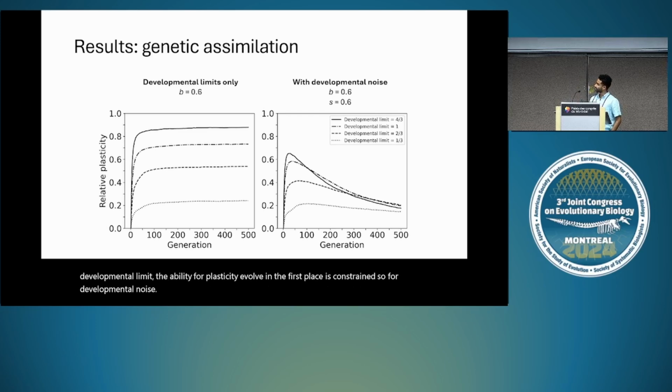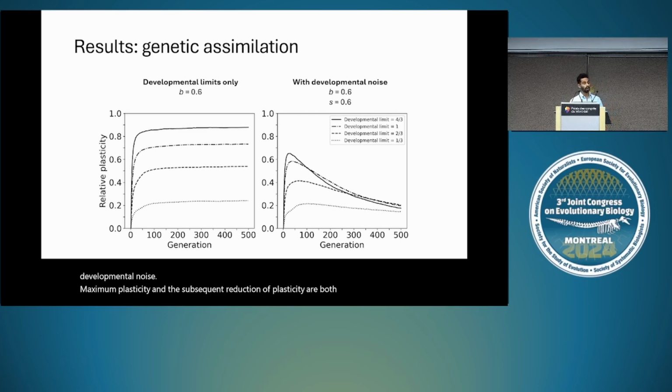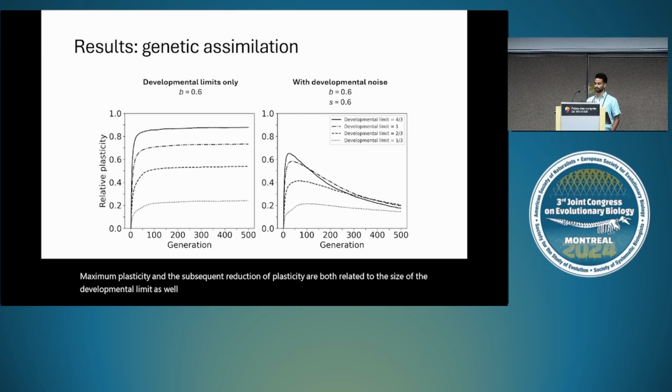the maximum plasticity and the subsequent reduction of plasticity are both related to the size of the developmental limit, as well as the noise parameter, which is similar to previous models with linear reaction norms. And for reasonable values of the noise parameter, genetic assimilation still takes hundreds of generations, which is at least an order of magnitude larger than what's been observed empirically.